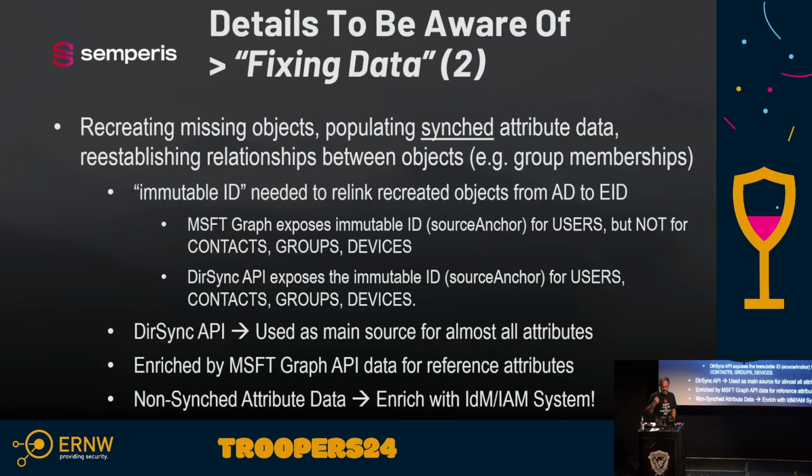So the DearSync API is used as a source to get almost all the attributes. That's my main source. And then I enrich it by using the Graph API for reference attributes. In the beginning, I tried to get all the data from the DearSync API, because the data is there. ConnectSync can deal with it, so I should also be able to deal with it.